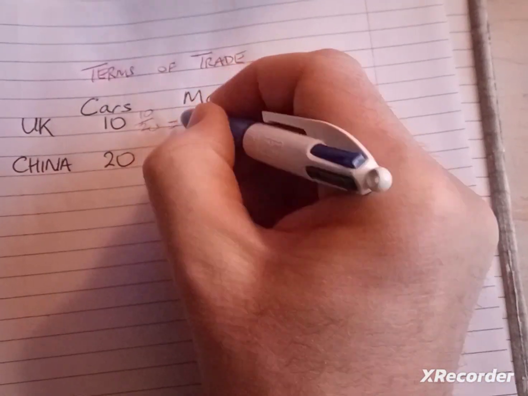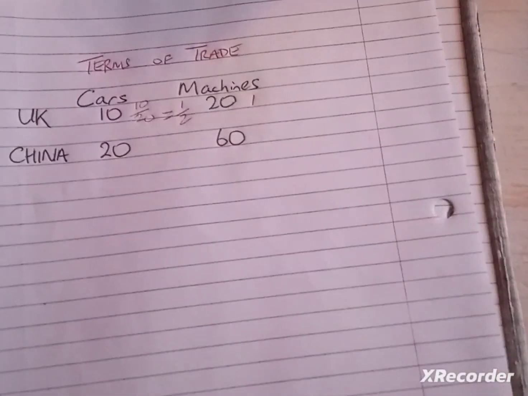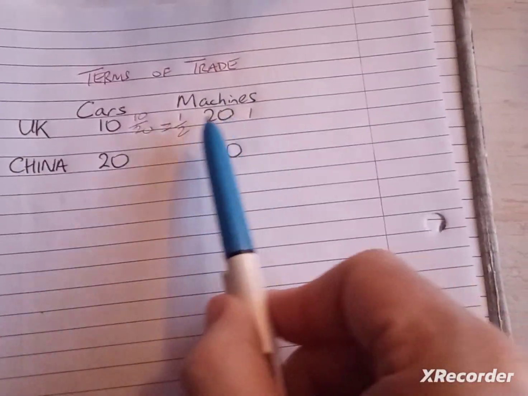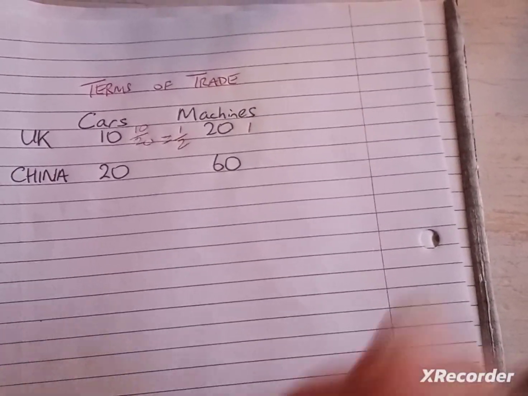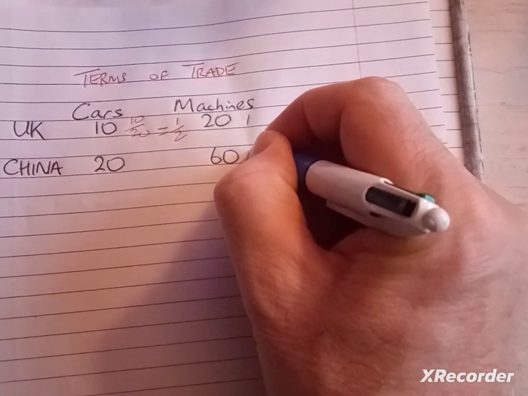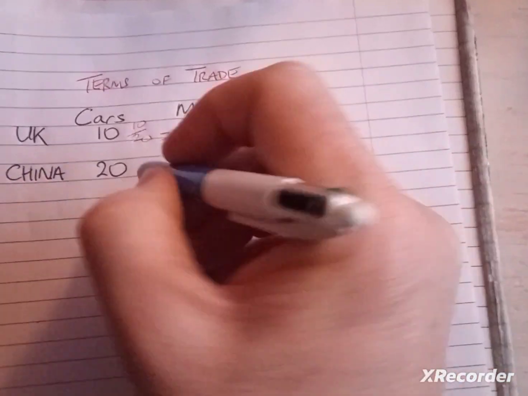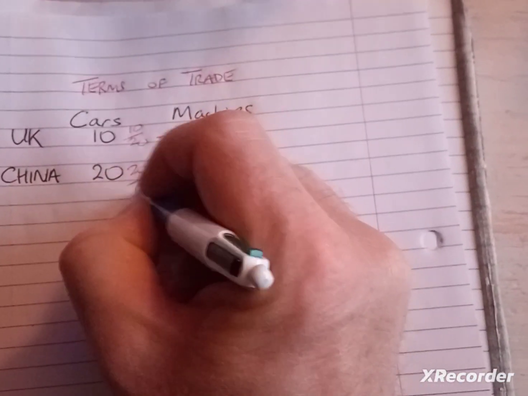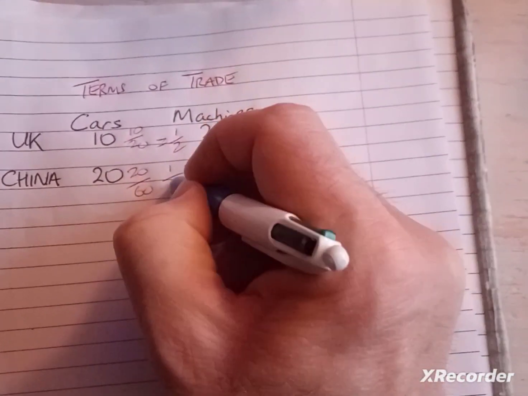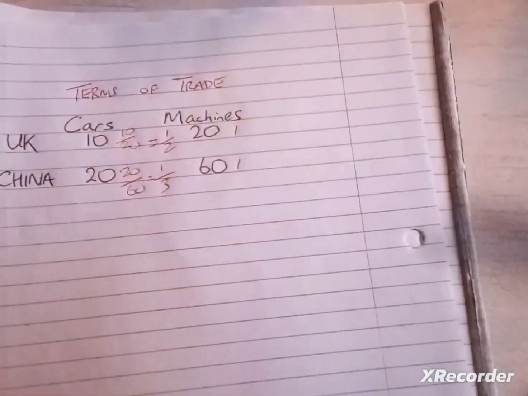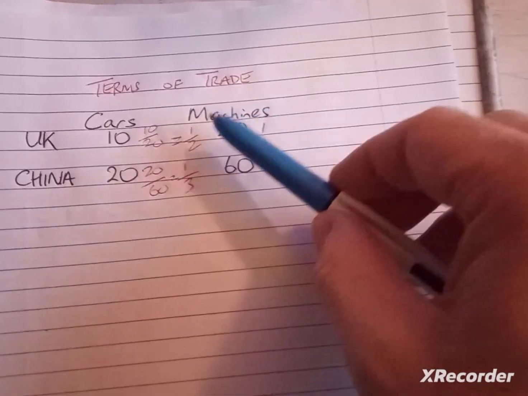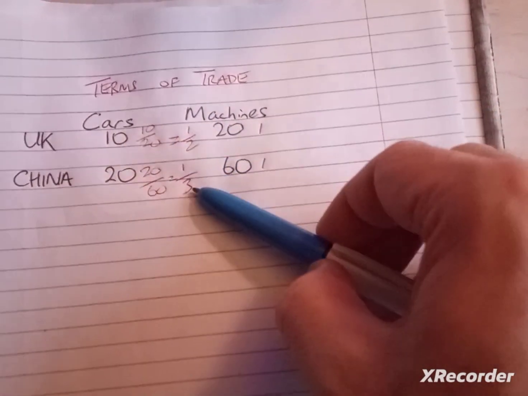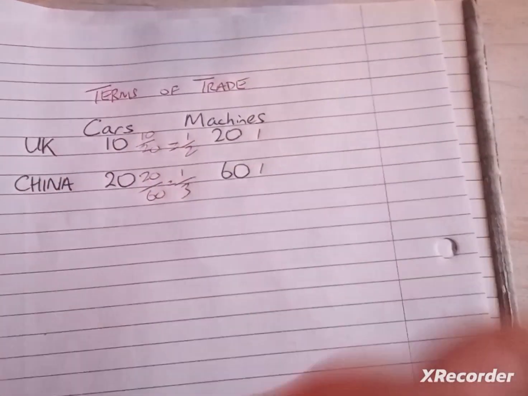10 over 20 equals 1 over 2. So the terms of trade there are starting off, at least we know that one machine is worth half a car in the UK. Go down to China then, and then one machine will be worth 20 over 60, which will be 1 over 3 cars. So the terms of trade now for machines will be between a half and a third of a car.